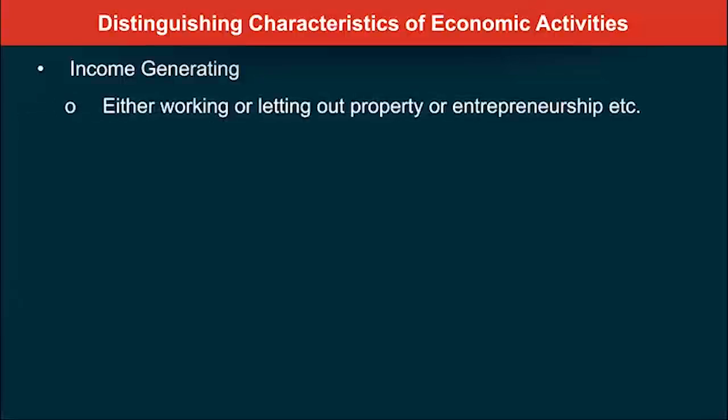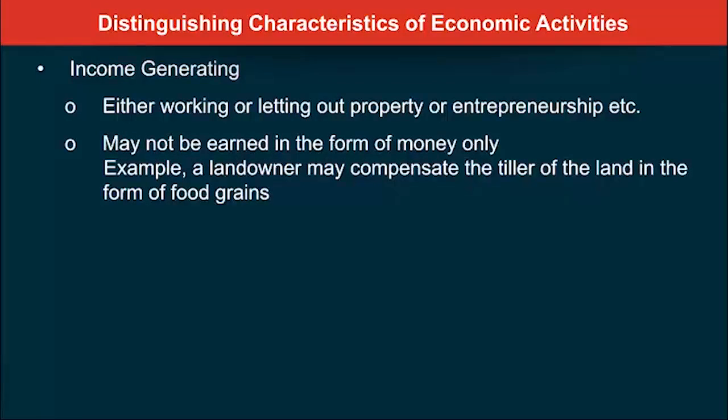That is, you are working, so you get money, or you have some asset and you rent it out, so you get money, correct? Or you are investing in a business, so you are an entrepreneur doing some business, right? It may not be in the form of money only. A landowner may tell the tiller that I will give you some goods instead. If I am doing some work on the farm, I may not get money directly. Instead I may get some food grains. That's also income only, right?